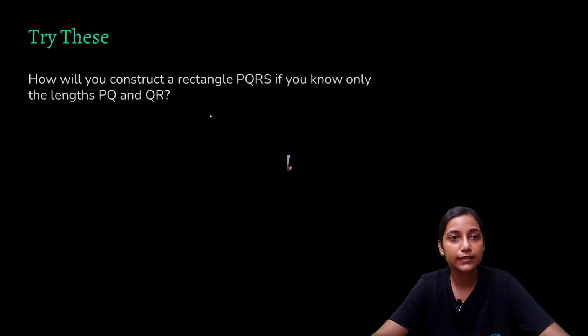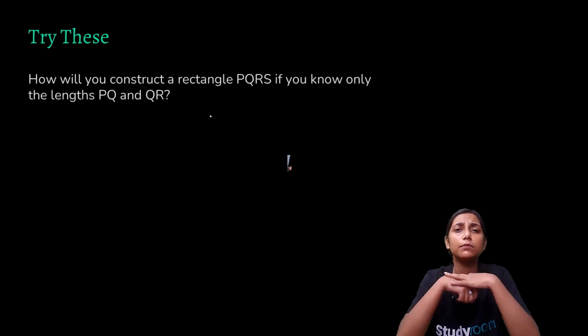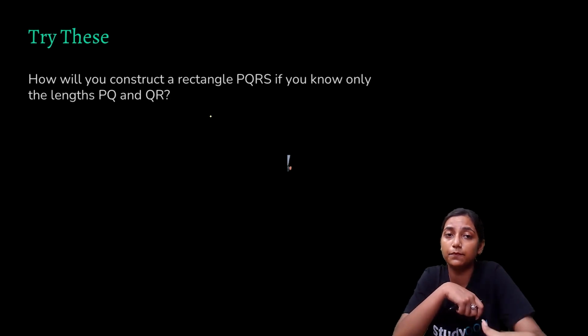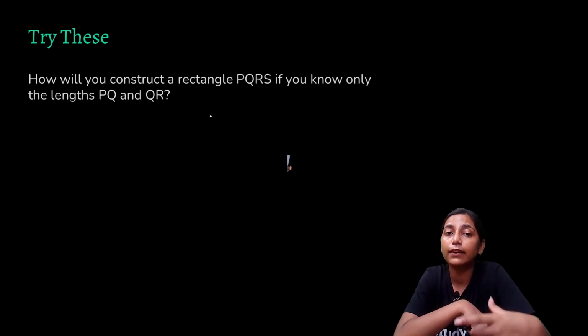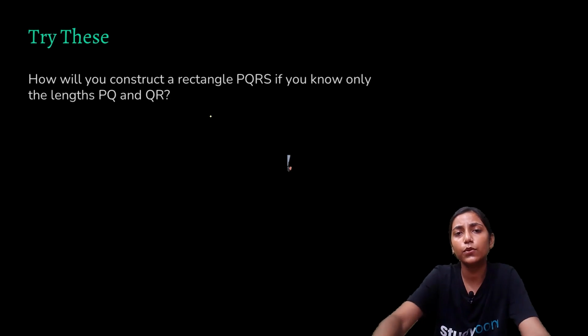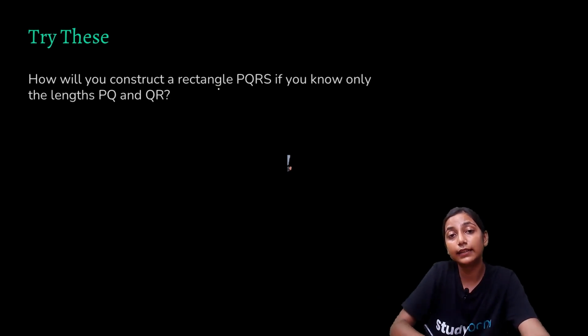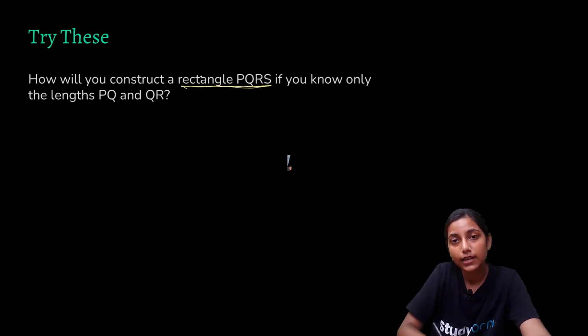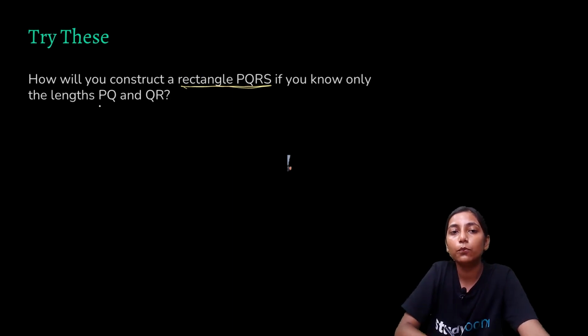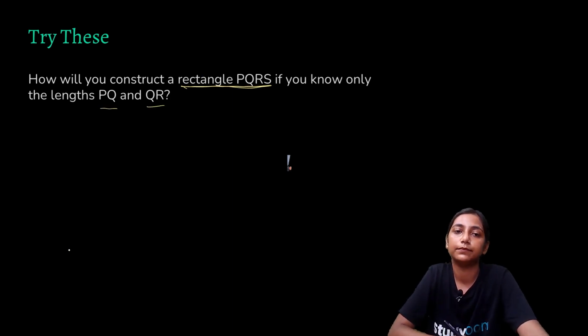Now we need to try these. How will you construct a rectangle PQRS if you know only the lengths of PQ and QR? So is it possible to construct a rectangle? Focus here that we are given a rectangle PQRS. So is it possible to construct a rectangle PQRS if we only know PQ and QR?